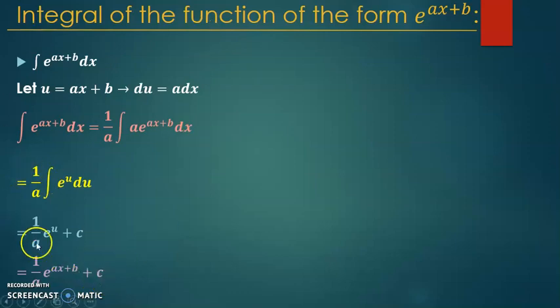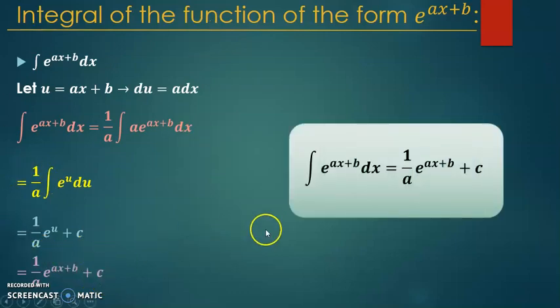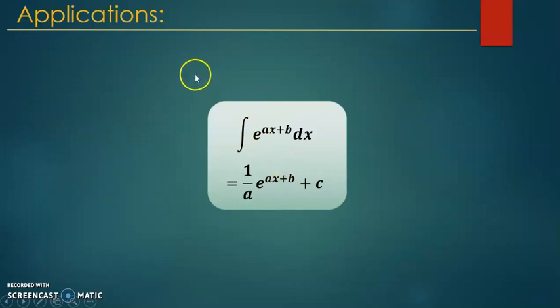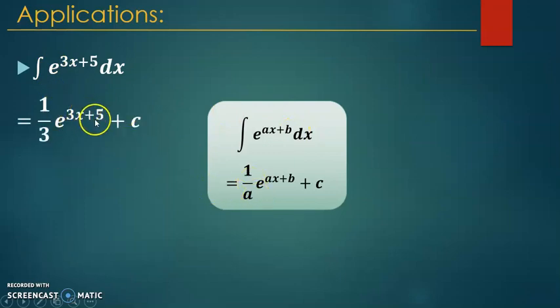So this is a general rule that you can always use. We can conclude that the integral of e power ax plus b is equal to 1 over a, where a is the number multiplied by x, so it's the coefficient of x, times e power ax plus b, plus c. So let's do an application. This is the rule. Now the integral of e power 3x plus 5 is, since it's in the form e power ax plus b, 1 over 3 e power 3x plus 5 plus c, since here the coefficient of x is 3.